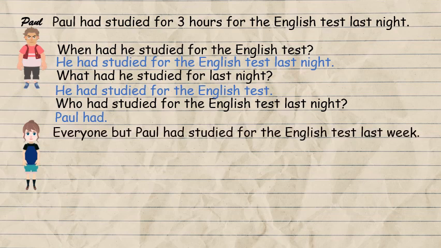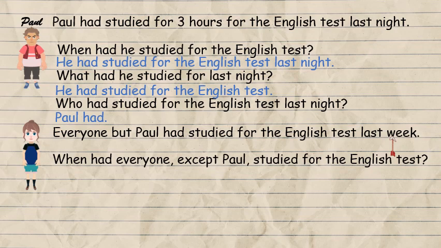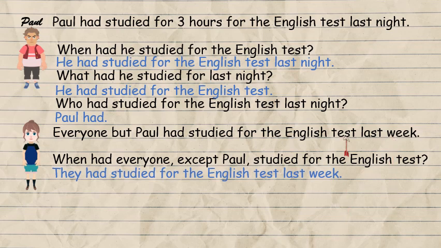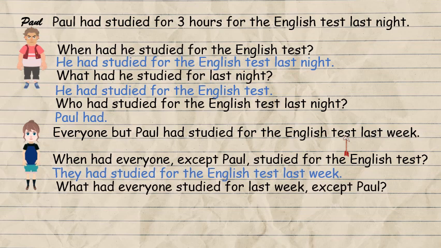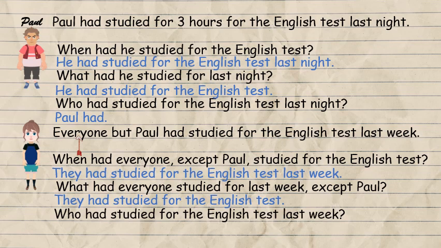Everyone but Paul had studied for the English test last week. When had everyone, except Paul, studied for the English test? They had studied for the English test last week. What had everyone studied for last week, except Paul? They had studied for the English test. Who had studied for the English test last week? Everyone had, except Paul.